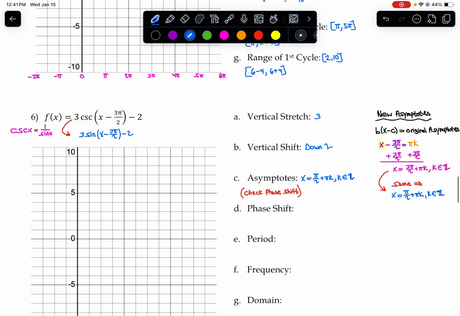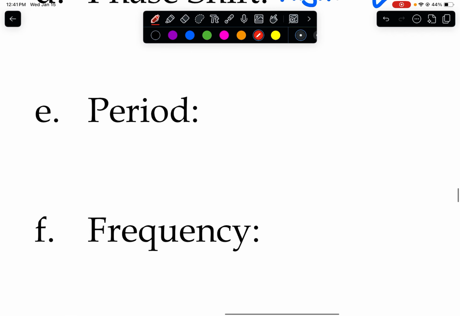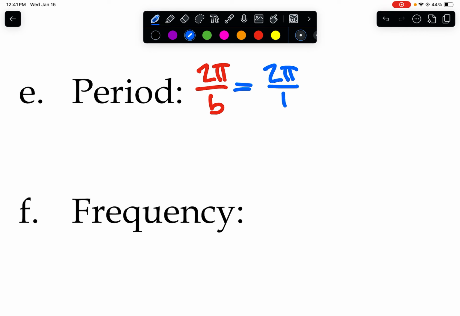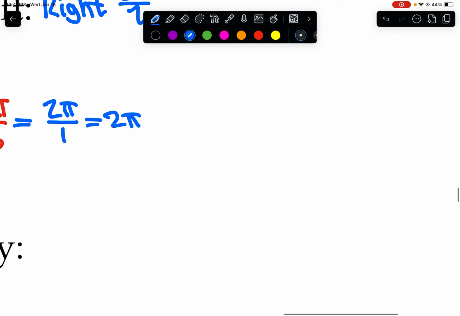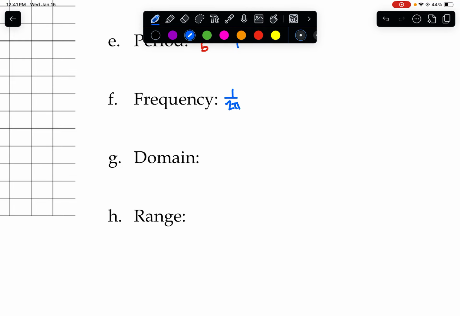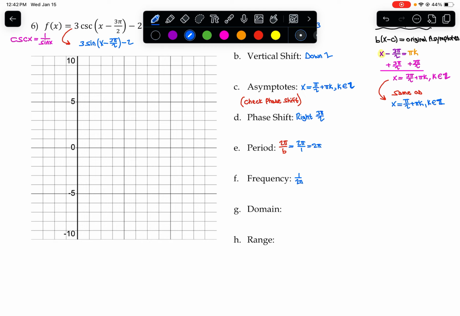All right, and then your phase shift, so we're going to start at the first point, which is going to be 3 pi over 2. And then for the period, we're going to do 2 pi over our b value, which I believe is 1. Yep. So 2 pi over 1, which is just 2 pi. So I'm just going to use the scale of pi over 2. Frequency is just going to be 1 over 2 pi. Now domain and range, I'm going to hold off on that one because it's cosecant, so we're going to have our U-shapes or bowl shapes.